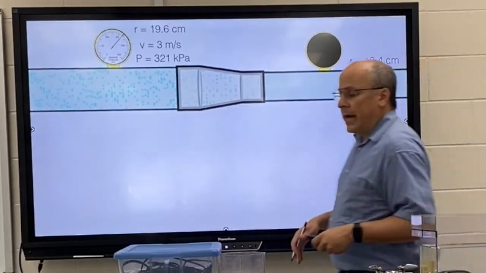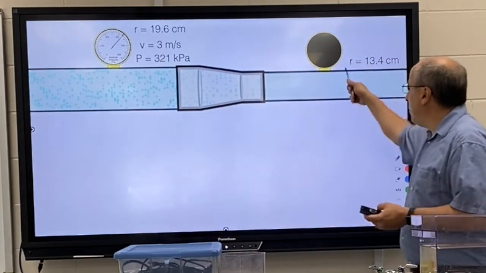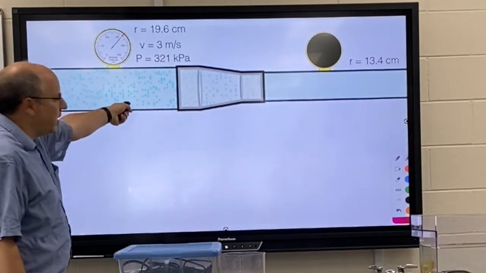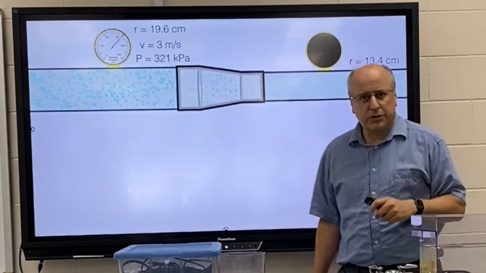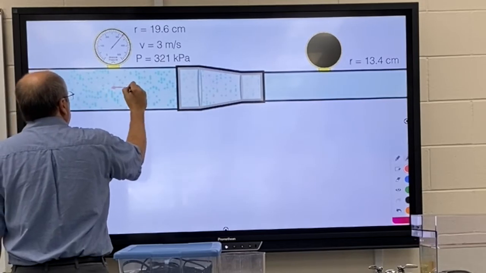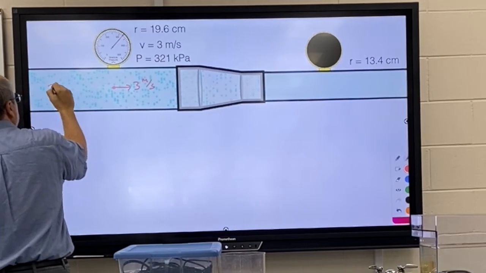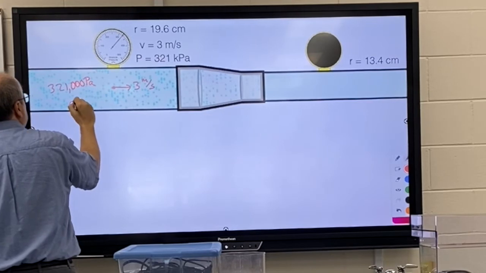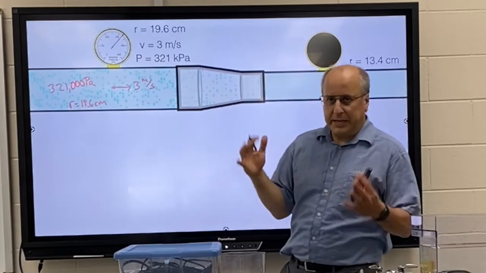Okay, so what I'd like to do now is show you how we can use Bernoulli's principle to find the pressure in a pipe, even though the gauge is broken in the pipe. So we have the pressure in one side of the pipe before the coupler, but we do not know the pressure in the other side. So here's what you do. You start on this side. The water's flowing at 3 meters per second. The pressure over here is 321,000 pascals. And the radius is 19.6 centimeters. A very, very big tube.